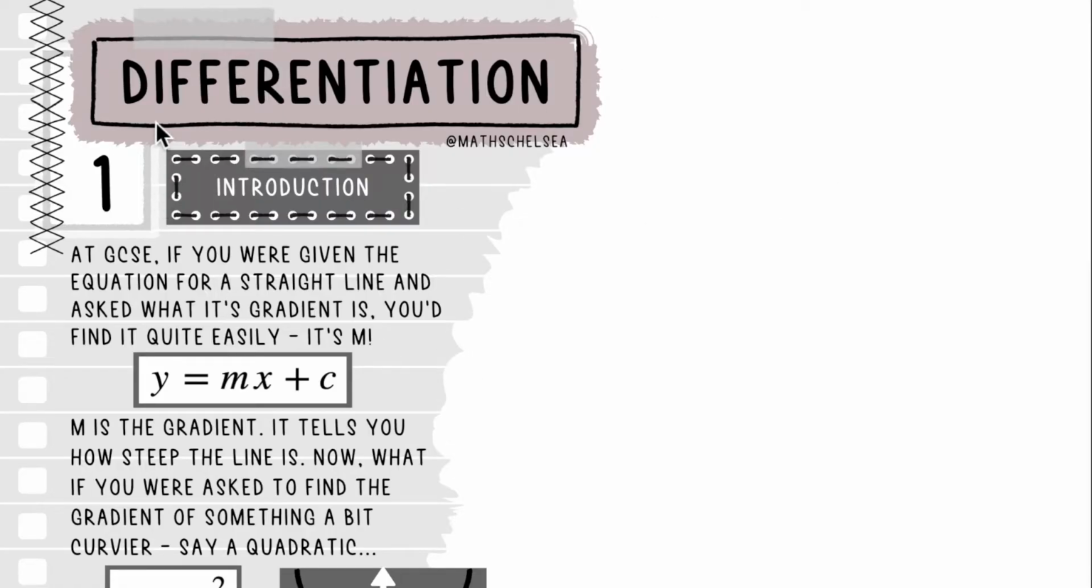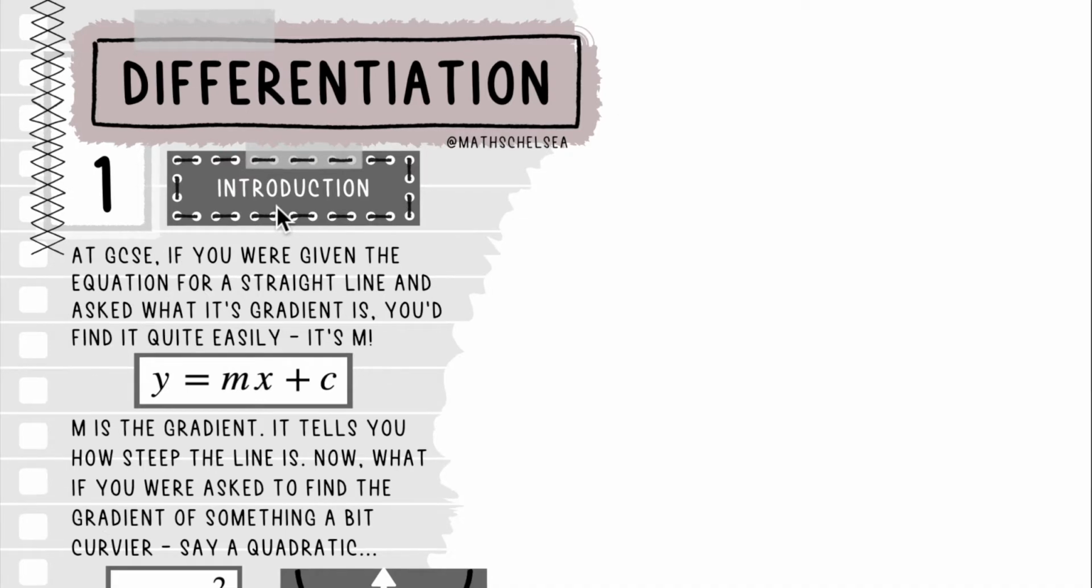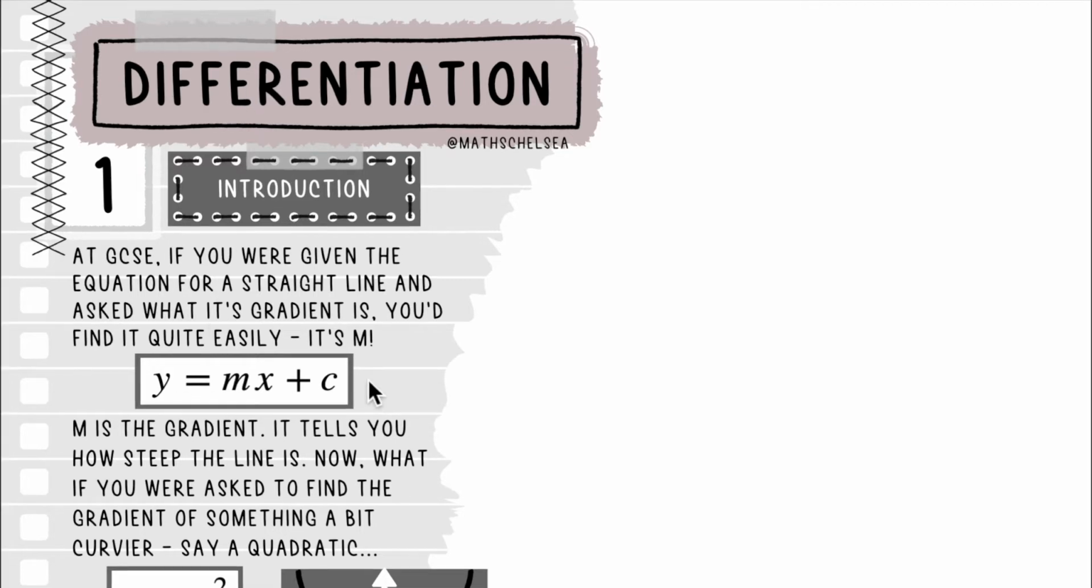Okay, worksheet 1, Differentiation Introduction. At GCSE, you were taught the general equation of a straight line, and that is y is equal to mx plus c. And you were also taught that if this equation were plotted on a graph, then this number here, the c, would be the y-intercept of its graph, and the number in front of the x, this m here, would be its gradient.